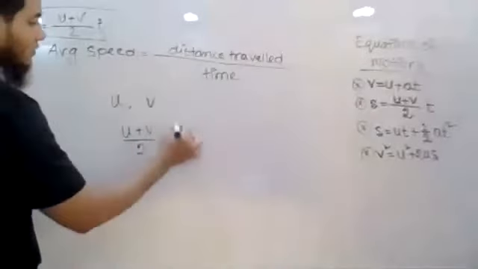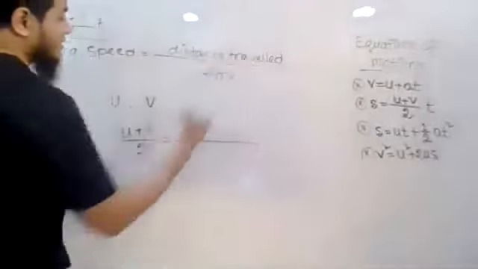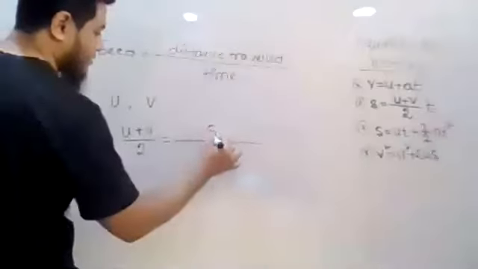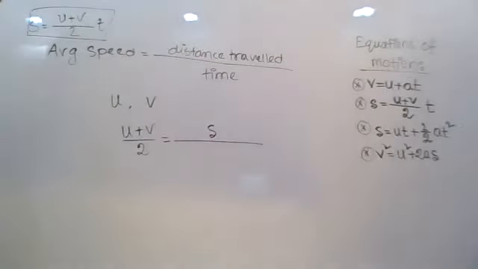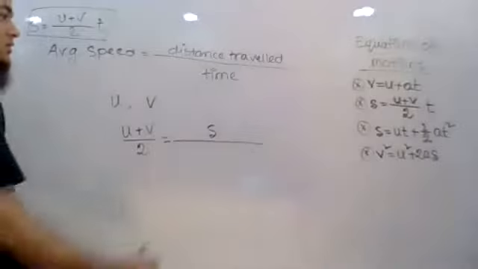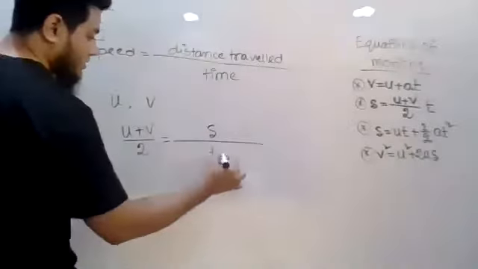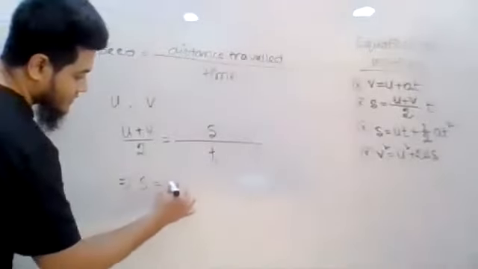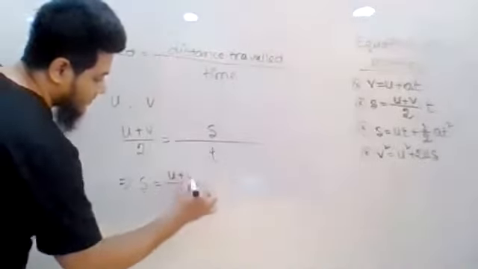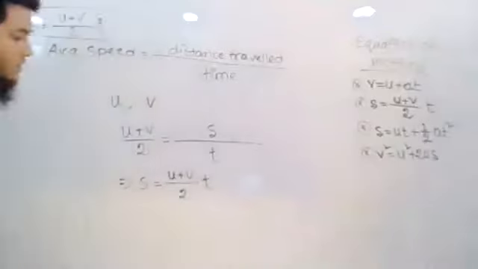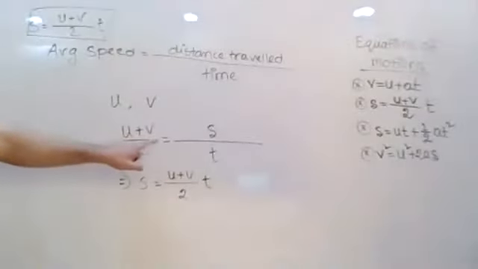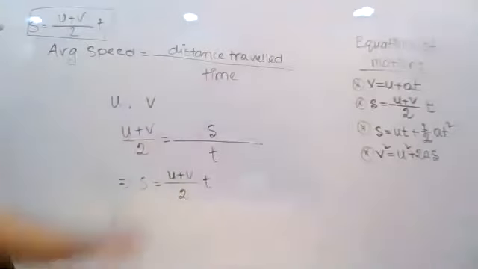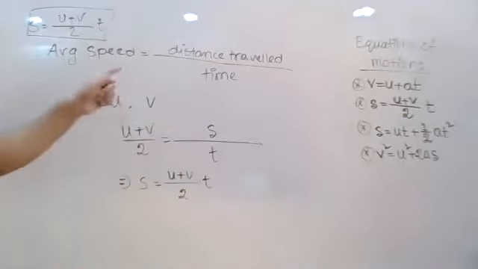Now average speed we will replace by u plus v divided by 2. Then we will write distance traveled. What is the distance traveled? We represent it by s. Okay, s represents the distance, and time will be t. So now if I cross multiply, I can easily write s equal to u plus v divided by 2 into t. Here t is divided, so whenever you change the side, it will become multiplied. So that gives us the second equation. Anybody have any doubt?